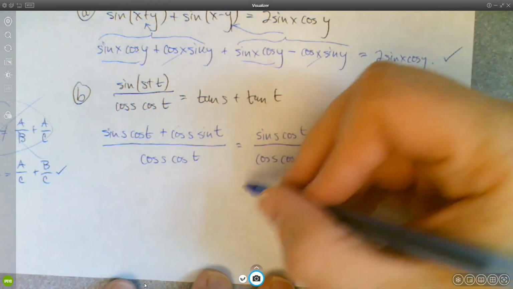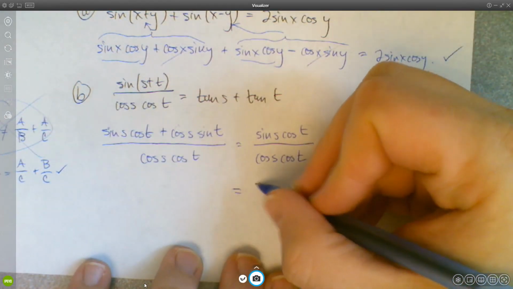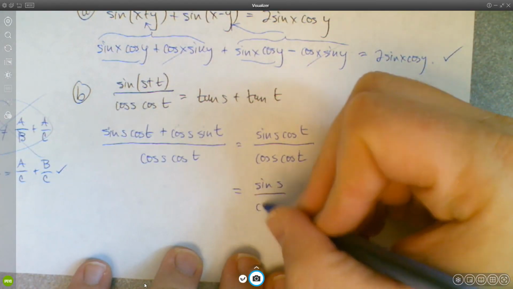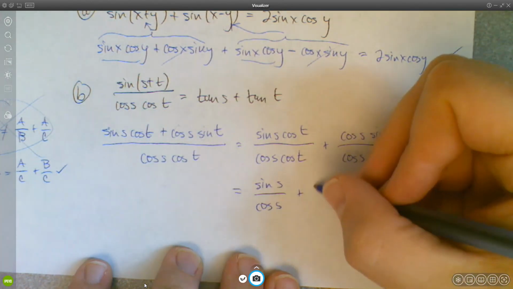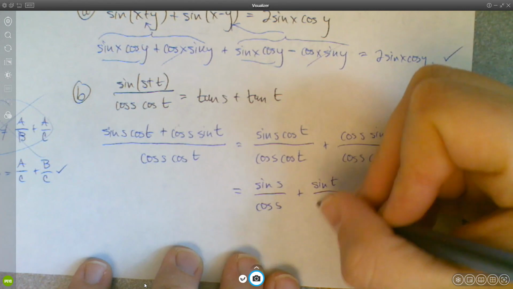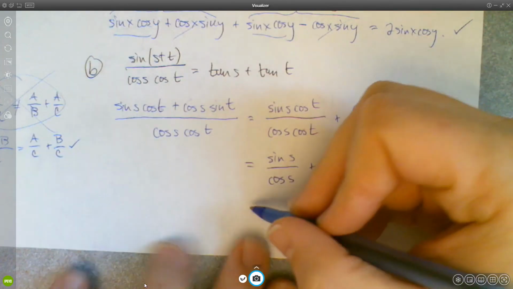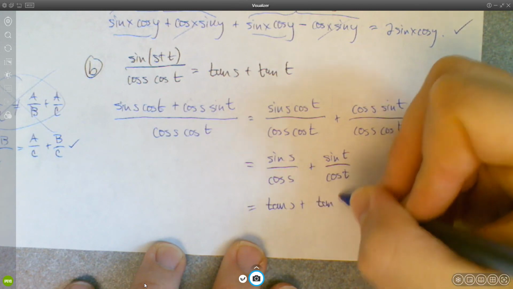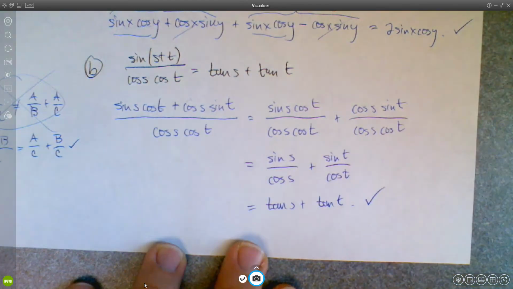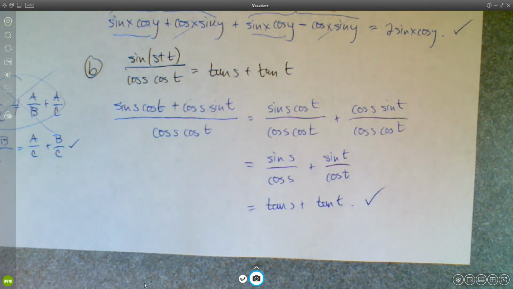Now the cosine t's will cancel on that first term. We'll be left with sine s over cosine s. And the cosine s's will cancel on the second term. We'll be left with sine t over cosine t. Oh, there it is, right? Tangent s plus tangent t. How boring. But there's that one. Okay, so those are all the examples that I had for this section.